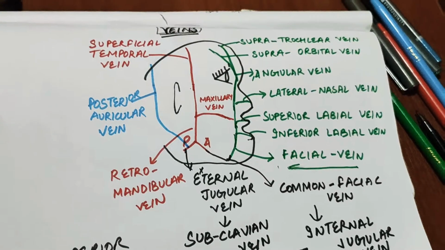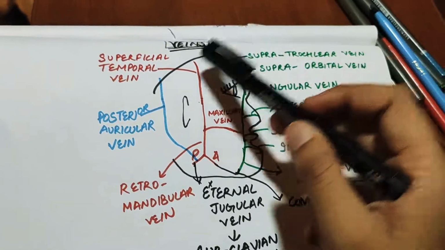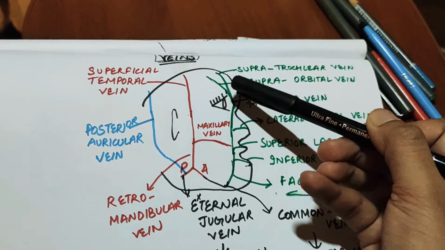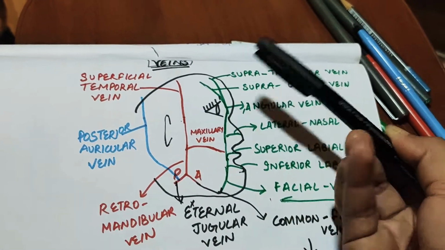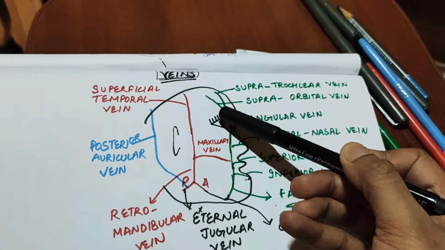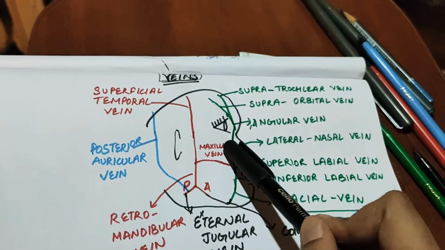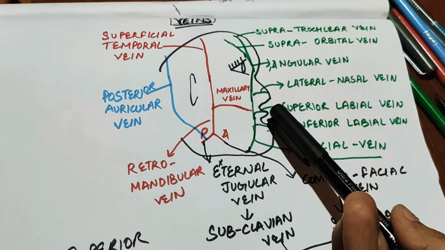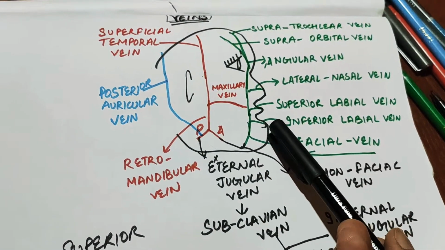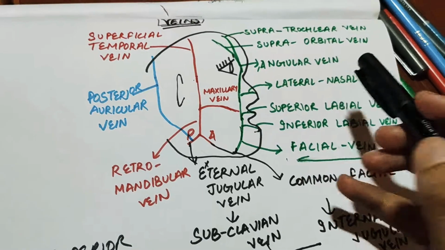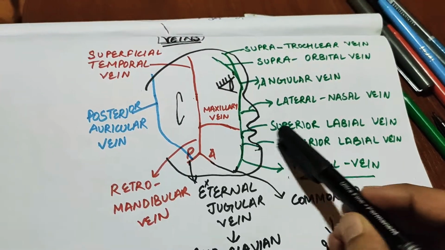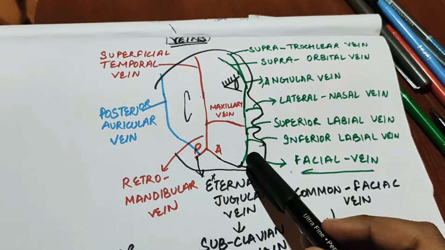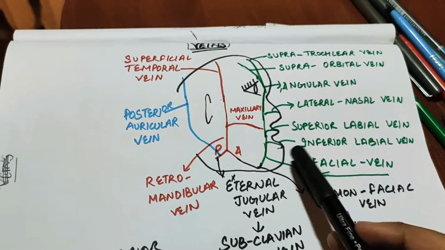So let's take a quick revision from the upper side. Above the eye, there is a trochlear region, so there will be the supratrochlear vein, and this is the orbital region, so there will be the supraorbital vein. They combine to form the angular vein, as it is the angle. Then from the nose comes the lateral nasal vein, from the superior lip the superior labial, and from the inferior lip the inferior labial. These three branches join the angular vein and form the facial vein.